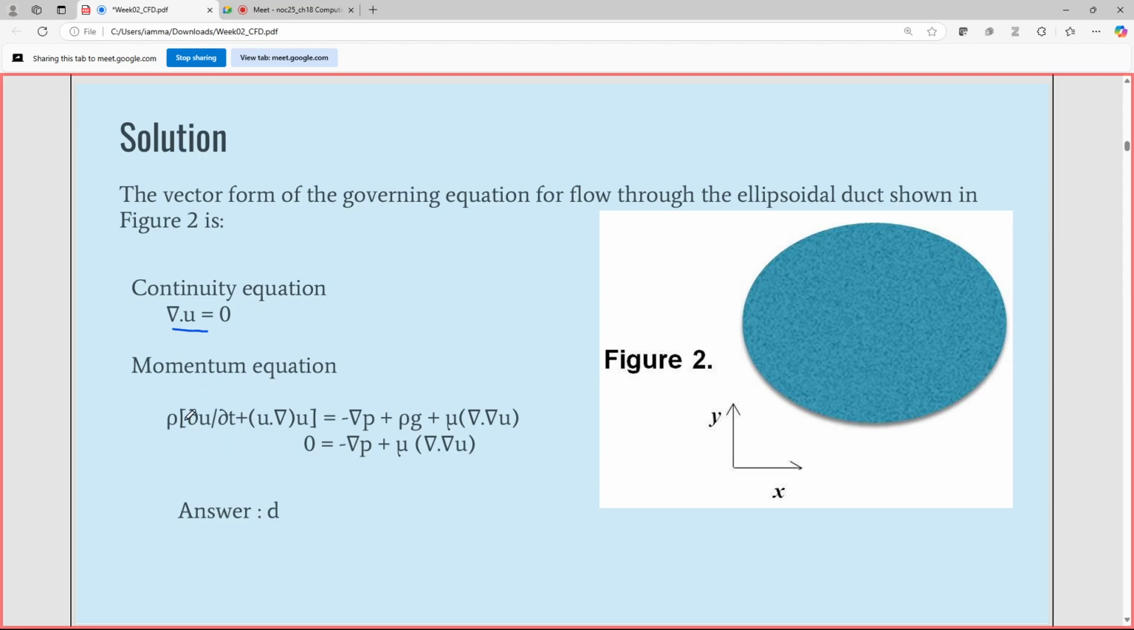In the momentum equation, it is rho times dou u by dou t plus u dot del times u is equal to minus del p plus rho g plus mu times del dot del u. So for steady incompressible flow, the left side terms vanish. The only remaining terms are minus del p plus mu del dot del u. If you take minus del p to the other side, it becomes positive del p. So our answer is option D.